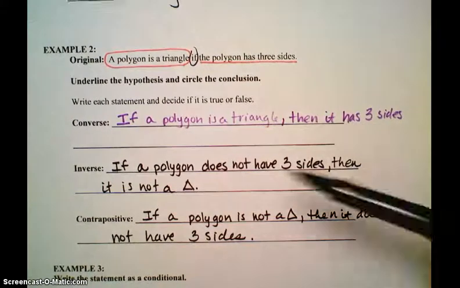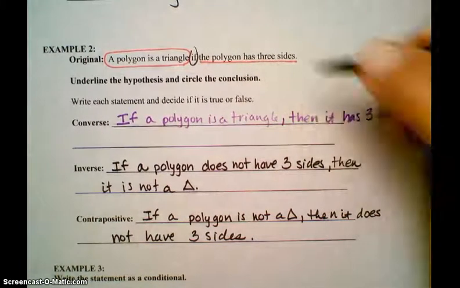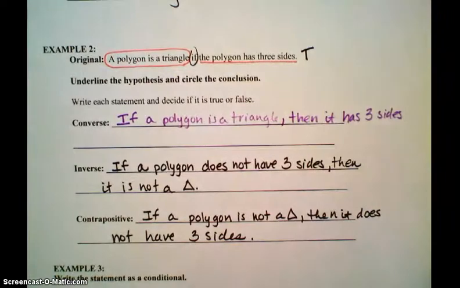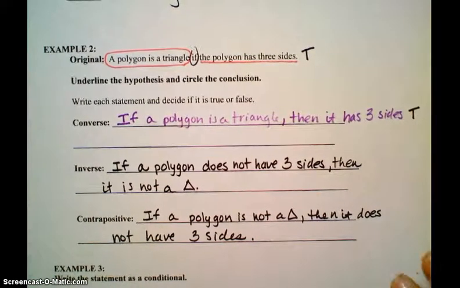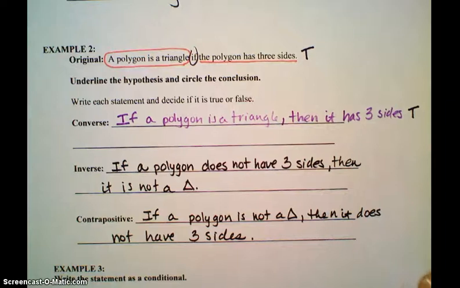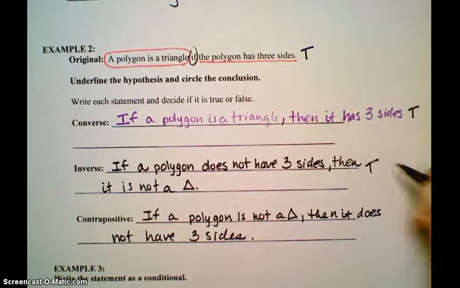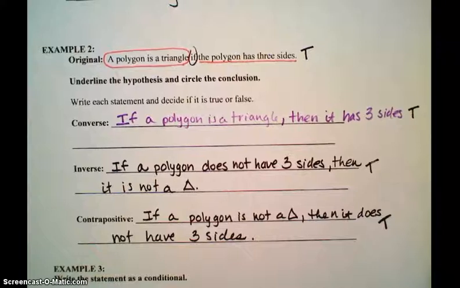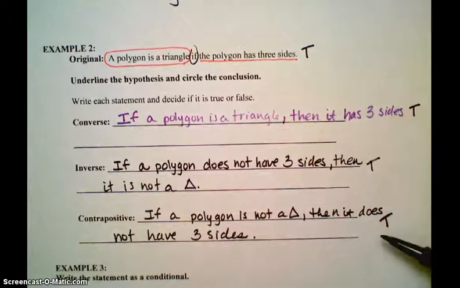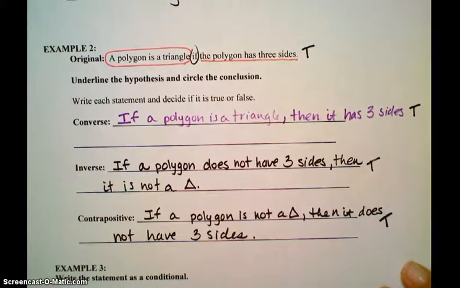Let's talk about the truth of that statement. That is a true statement. And if you read the converse, we'll see that is also a true statement. The inverse is also a true statement, and the contrapositive is also a true statement. All 4 of those statements are true, and next section we're going to see what happens when that occurs.